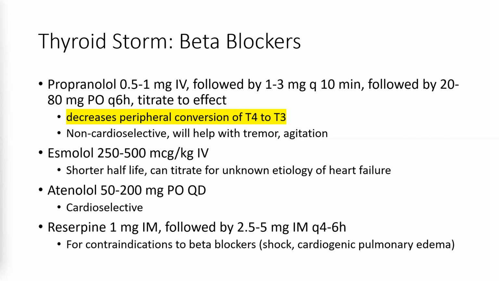You can also do atenolol, 50 to 200 milligrams every day. If they've improved from the propranolol, you can try that to make them feel a bit better. This is cardioselective. Another option is, for example, reserpine. Reserpine blocks the uptake of serotonin, norepinephrine, and dopamine into the presynaptic storage vesicles. If a patient has a contraindication to beta blockers, like if they're in shock or in cardiogenic pulmonary edema, and you can't give them a beta blocker, you want to give them reserpine. You can give 1 milligram IM followed by 2.5 to 5 milligrams IM every 4 to 6 hours.